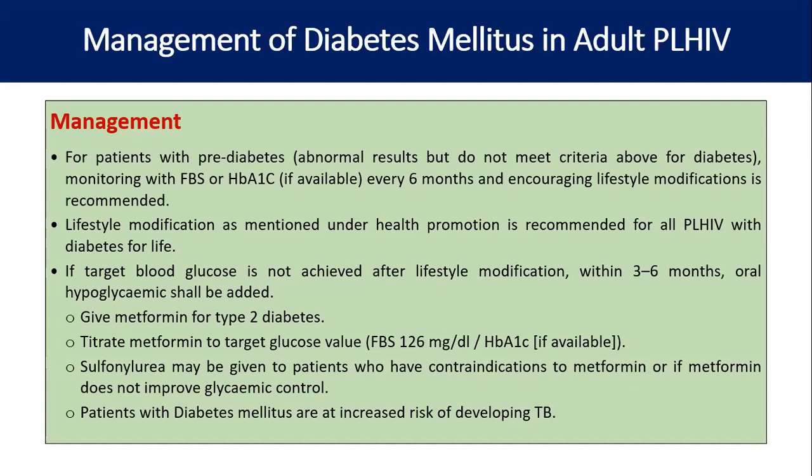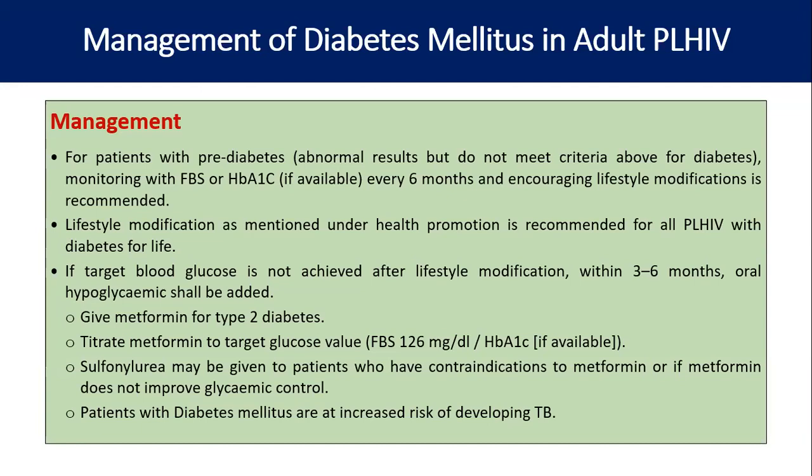If target blood glucose is not achieved, even after lifestyle modification over 3 to 6 months, then oral hypoglycemic should be added. So the preferred oral hypoglycemic is metformin for type 2 diabetes mellitus. And we should titrate the metformin to a target fasting glucose value of 126 milligram per dL or HbA1c less than 6.5% if available. Now, sulfonylureas may be given to patients who have contraindication to metformin, or if metformin doesn't improve glycemic control.